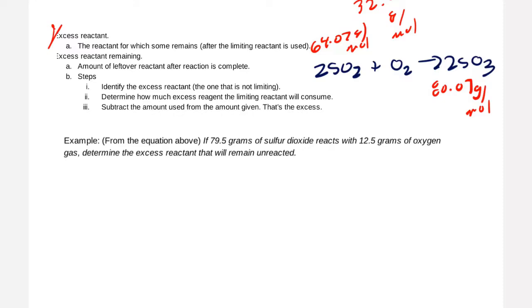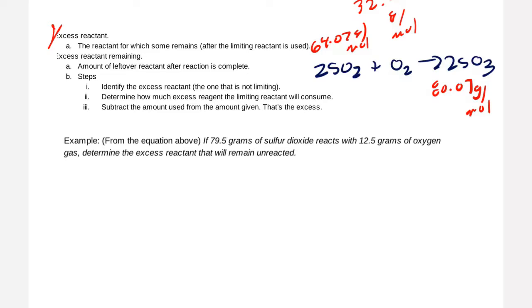And the steps provided here are: identify the excess reactant. That's the one that's not the limiting reactant, so you can use process of elimination. Determine how much excess reagent the limiting reactant will consume. We'll look at how that shakes out in the math in a second. And then subtract the amount used from the amount given, and that's your excess. Really, a lot of that flies over your head until you look at a specific example.